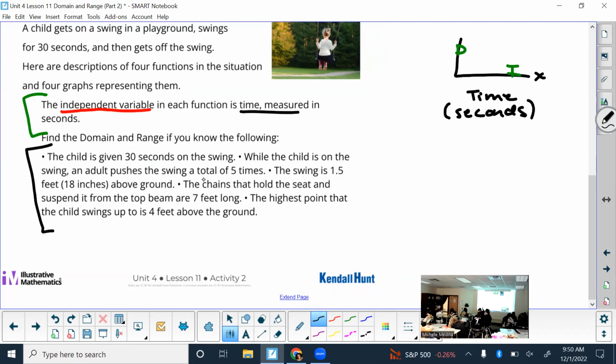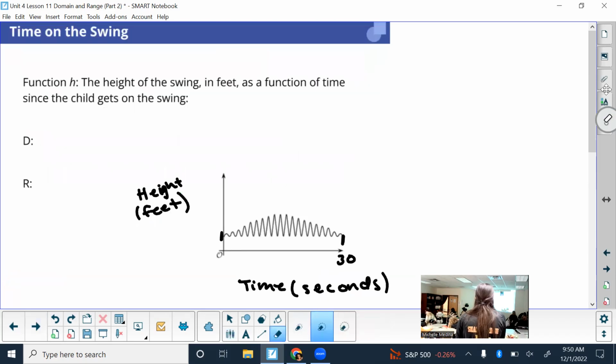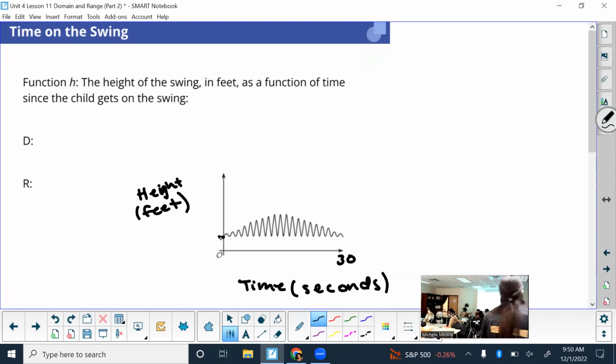Brianna, what does it tell me about the height in this situation? The swing is 1.5 feet above ground, and the beams are 7 feet long. Okay, and the top is 12 feet. Okay, good. So let's go back to our graph. So we know that the swing is 1.5 feet above the ground. So with this portion of my y-axis, where it starts is what value, class? 1.5. And we're not going to use the 18 inches because we chose it in feet. So we're just going to use the 1.5 feet, because this is how much it is off the ground. The height is how high the swing is.